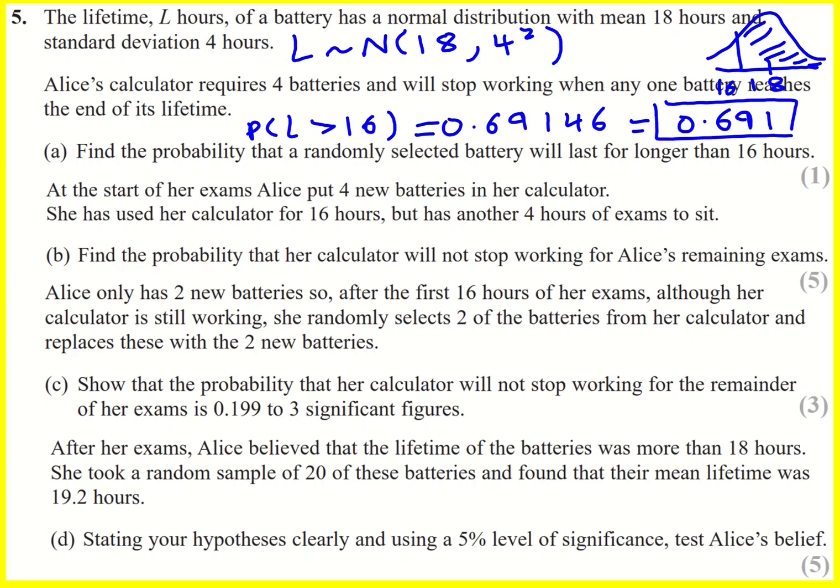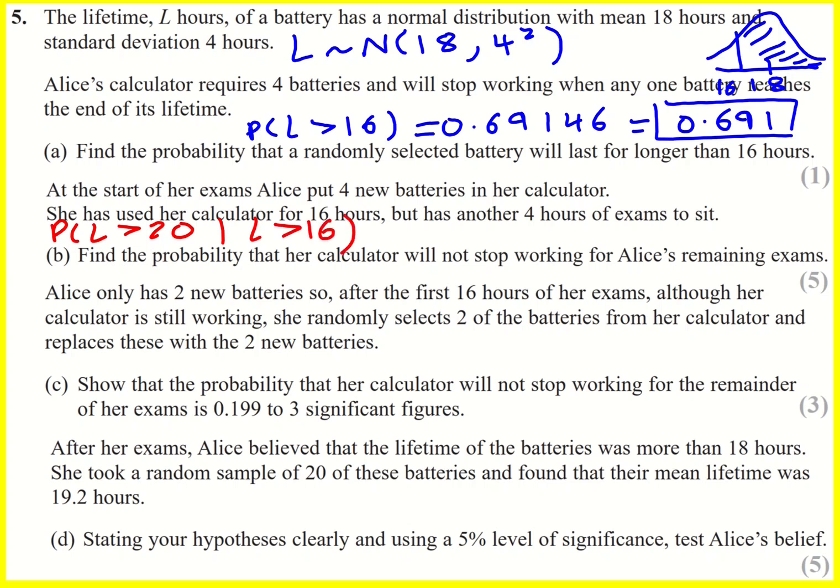This is where the question starts ramping up in difficulty. We're told at the start of her exams, Alice puts 4 new batteries in her calculator and she's used her calculator for 16 hours but has another 4 hours of exams to sit. Find the probability that her calculator will not stop working for Alice's remaining exams. So we want to find the probability that it's going to last for 16 hours and another 4 hours. So that's 20 hours. So L has to be greater than 20, or greater or equal to 20, remember it's the same thing, given that we know it's lasted for 16. So given L greater than 16.